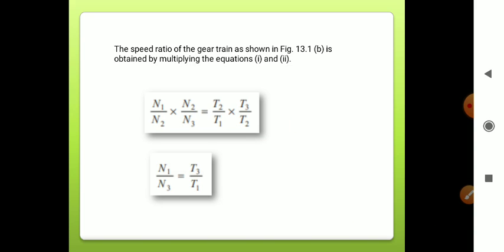This N1 is nothing but the speed of the driver gear, and this N3 is the speed of the driven gear. T3 is the number of teeth on the driven gear, and T1 is the number of teeth on the driver gear.